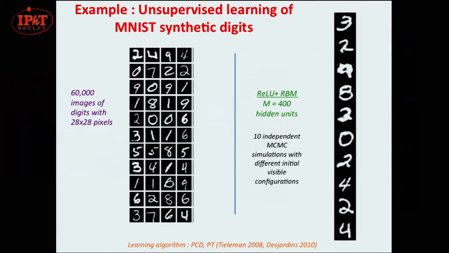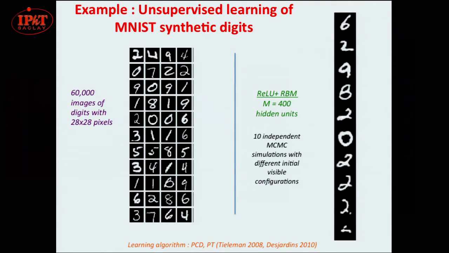So the training is done. I'll talk about the training a little bit later on. But let's say training is done. And what you get here is 10 examples. They are just independent simulations, sampling the visible layer, hidden layer, visible layer, and so on, starting from different initial conditions. But this is exactly 10 times the same machine.